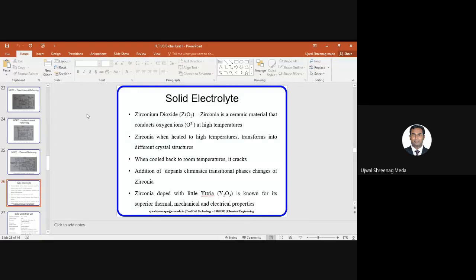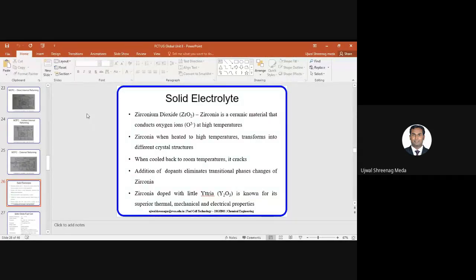Zirconia, when heated to high temperatures, transforms into different crystal structures, and that makes it possible for conduction of oxygen ions. And when it is cooled down back to room temperature, it might crack. So in order to avoid this cracking, one is that heating and cooling should take place very slowly. That is one. Next, by adding certain dopants, this disadvantage can be overcome.